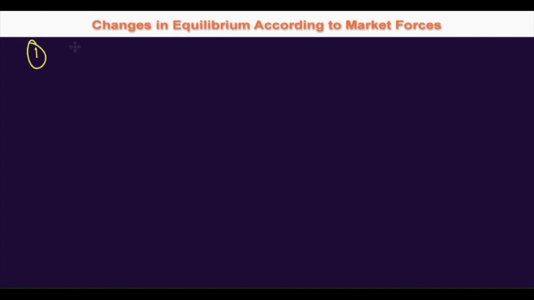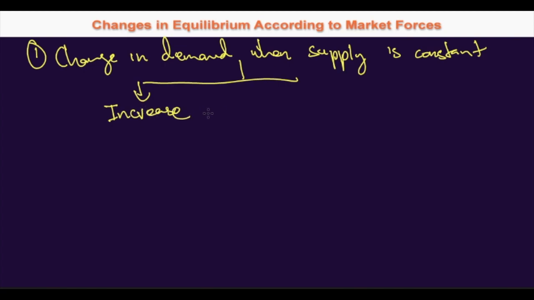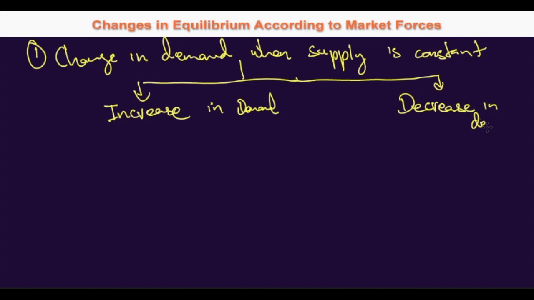The first one being change in demand when supply is constant. There are two possible scenarios here. The first one can be increase in demand, or there can be decrease in demand. What happens to the market equilibrium in either case?